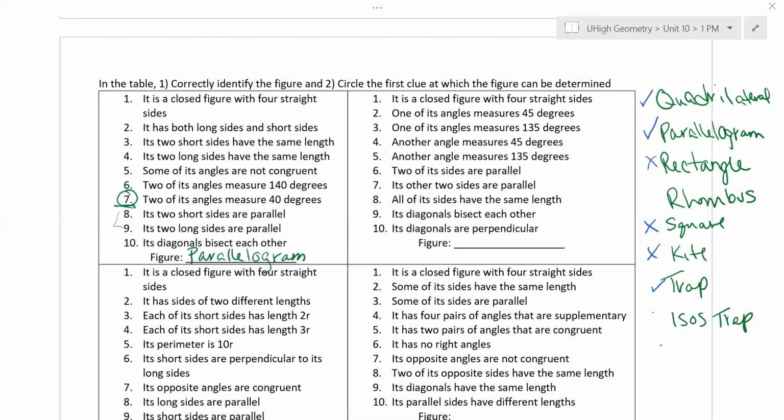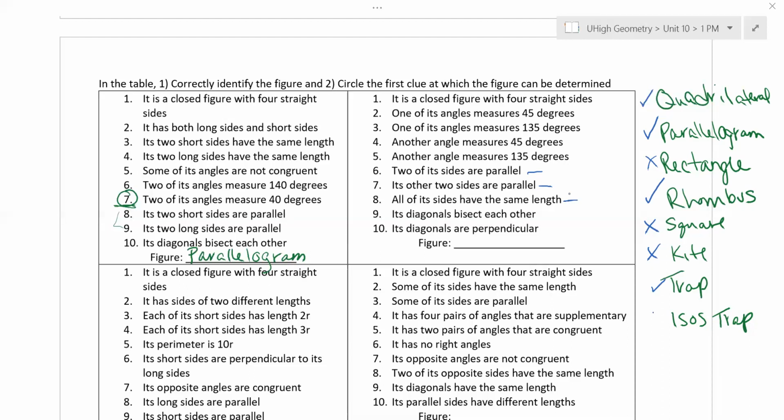Number 8 says all of its sides have the same length. So if all of my sides have the same length, then I know I have a rhombus here. Because a rhombus actually just has opposite sides that are parallel and all of our sides have the same length. So this is where we hit that definition of a rhombus.